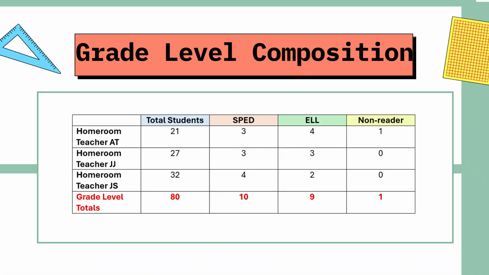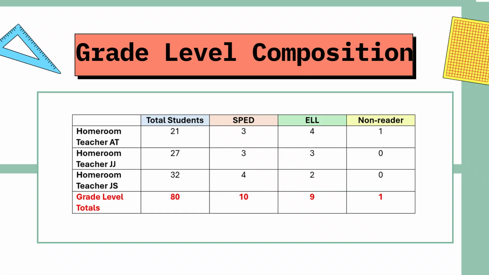As a whole, there were 80 students who took the assessment. 10 of those students were students with special needs, 9 students being English language learners, and there was one student that was classified as a non-reader. Within third grade, there are also 3 homeroom teachers.